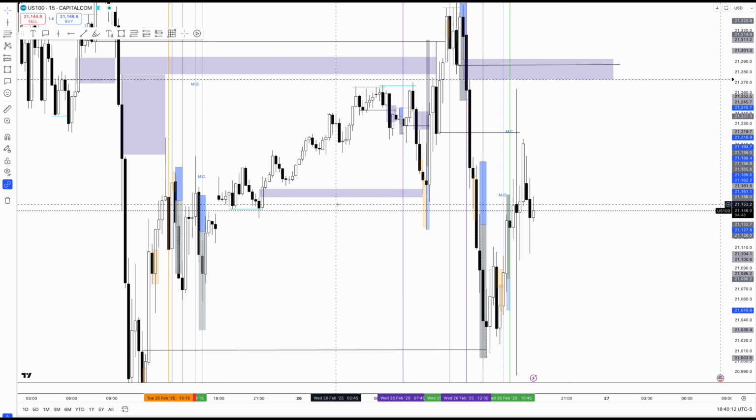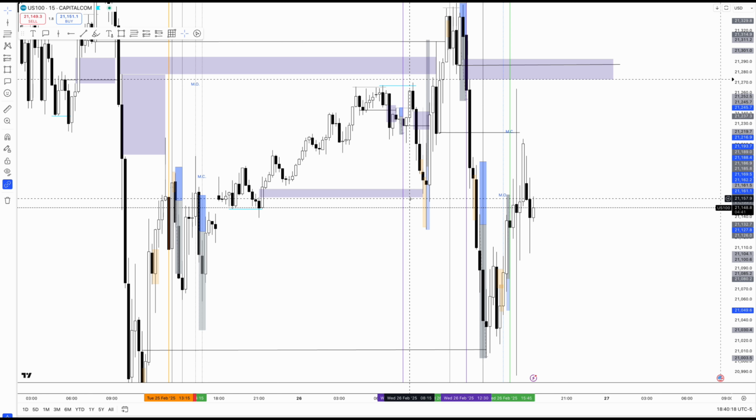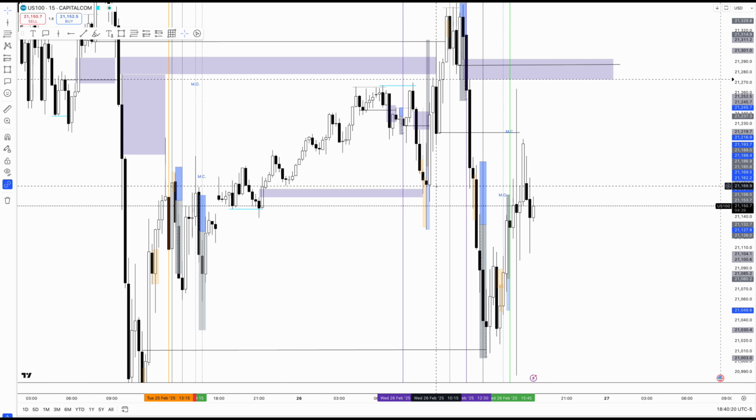I kind of did explain exactly what happened for today. Or I was looking for it to just break this and shoot all the way down, but the optimal, ideal entry or theory happened.